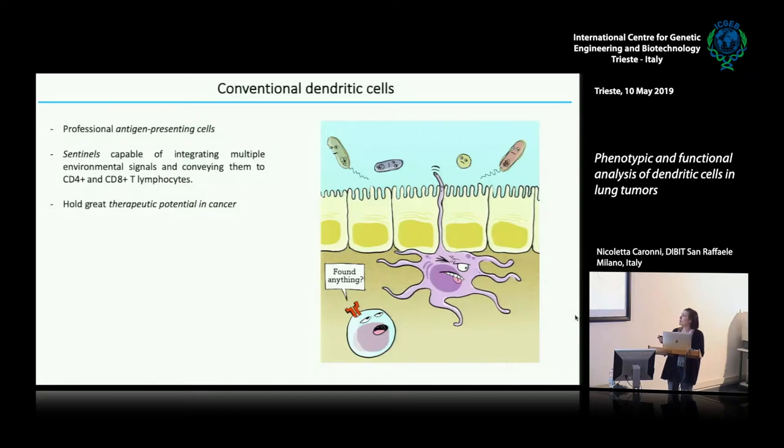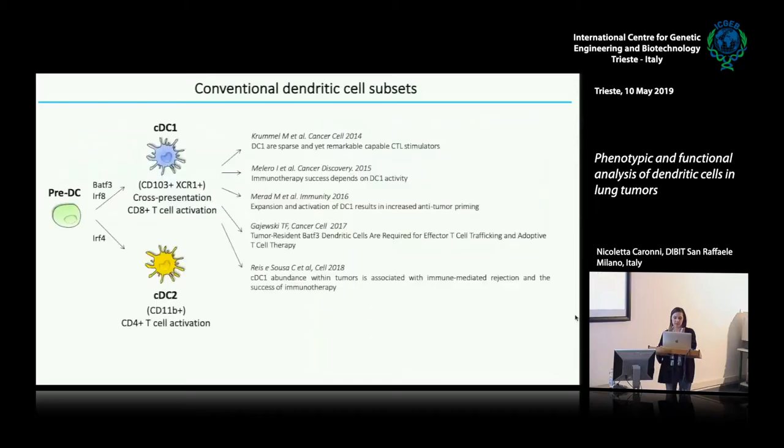So, because of that function of dendritic cells, so the ability to acquire antigens and to activate cytotoxic T lymphocytes, they hold a great therapeutic potential in cancer. That's why we are so interested in understanding conventional dendritic cells.